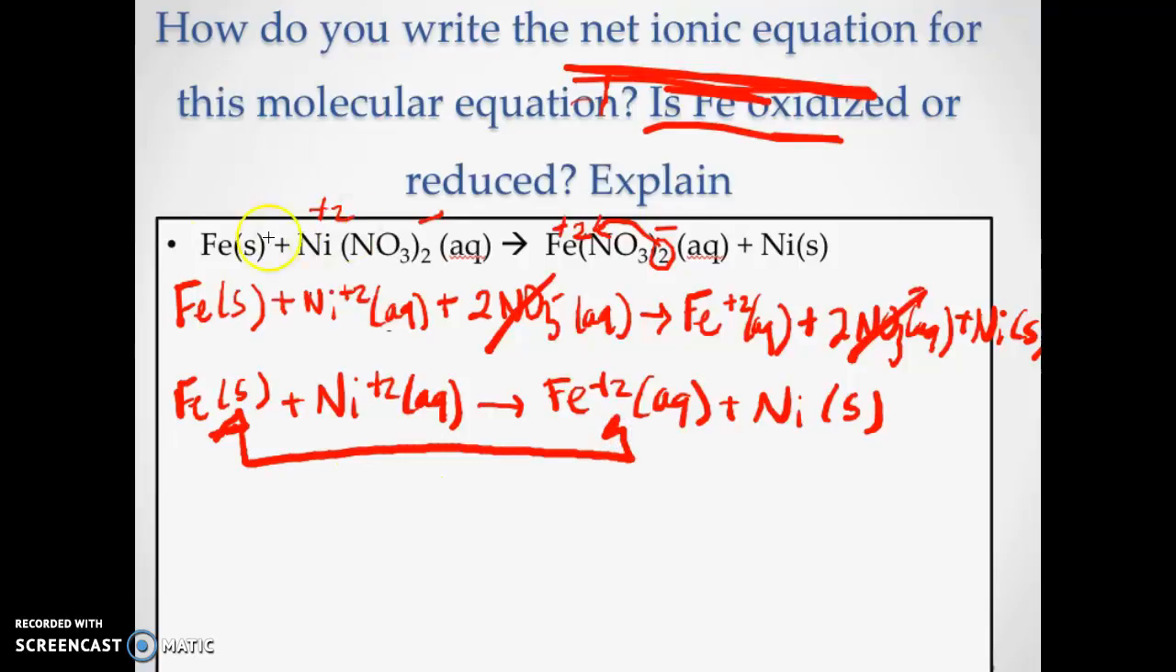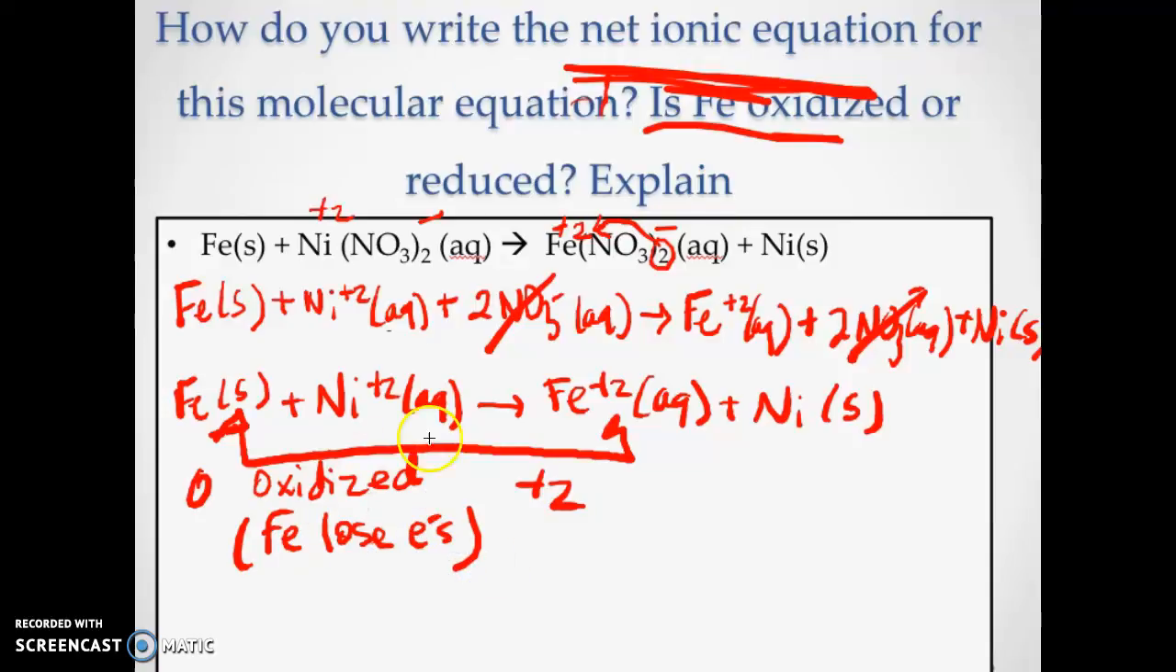As you can tell here, it went from an oxidation number of 0. This is 0 because it's in its elemental form, and this oxidation state would be the same as a charge. So it goes from 0 to 2. It's going to be oxidized because the number gets bigger, and what that means is that Fe will lose electrons.